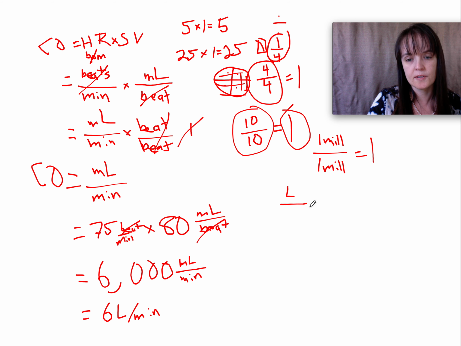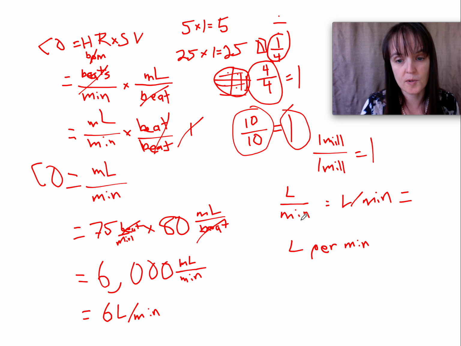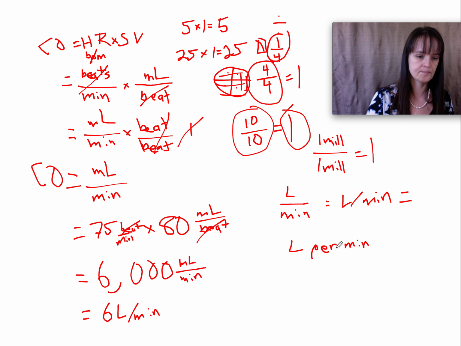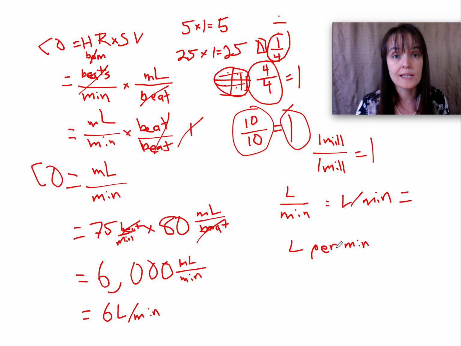And another note, just again, you probably already knew this. Liters per minute, that's the same thing as liters per minute. All the same thing. Liters per minute, liters per minute, whether you put one on top, do the slash, or write out the division as the word per. It's all the same. All right, so our average cardiac output is 6 liters a minute.